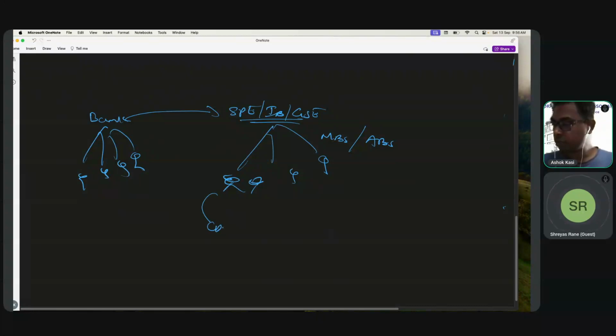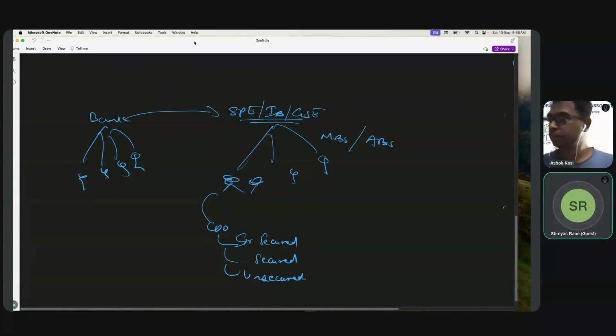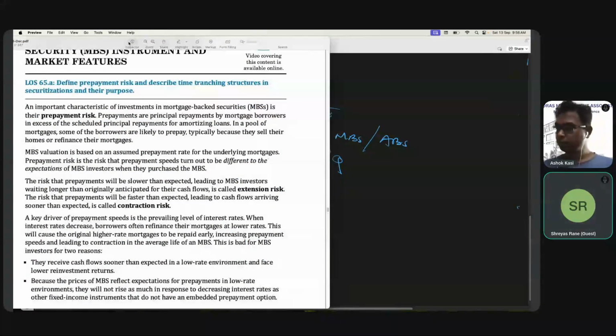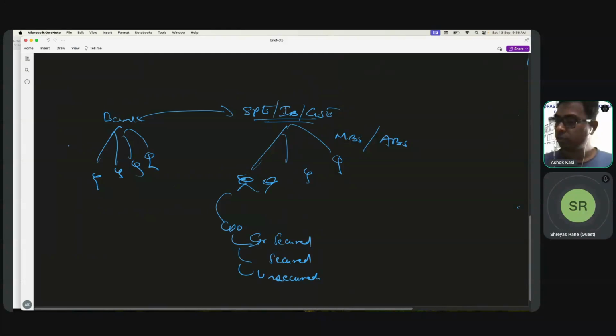Then here comes CDO. Mortgage-backed securities will be further categorized as senior, secured, and unsecured. Okay. So now what is prepayment risk? Prepayment risk means the risk that he has borrowed for 30 years, but he will pay after 5 years. Who knows? Right. So that is called prepayment risk.